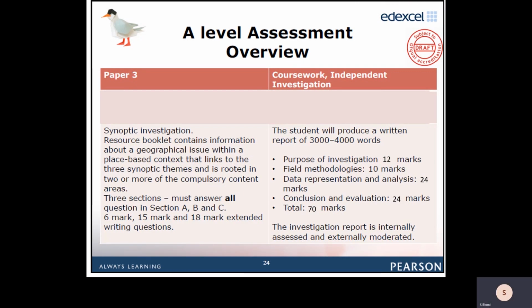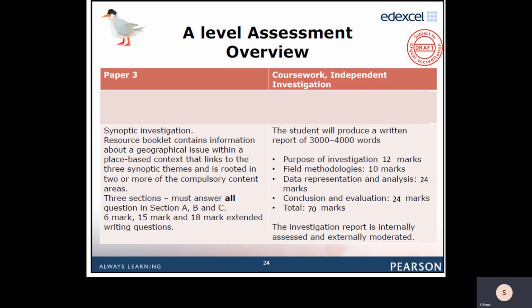As I've already said with paper 3, it's a resource booklet containing information about a geographical issue they will be familiar with. However, the location of it, the place-based context, may be somewhere they've not studied, and what they will be expected to do is apply their existing knowledge of the geographical concepts to this place.